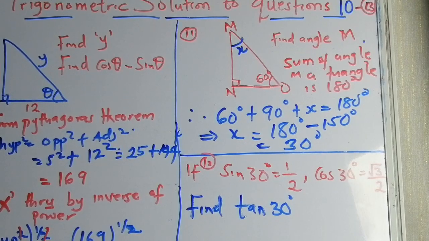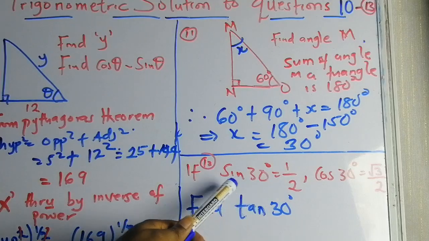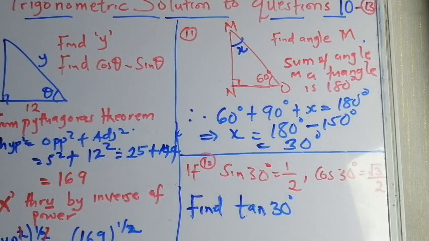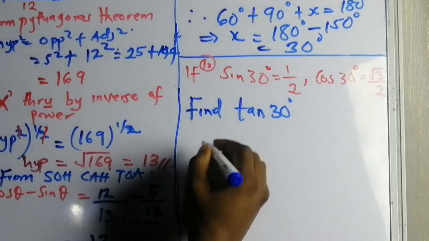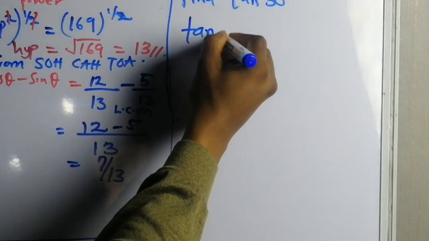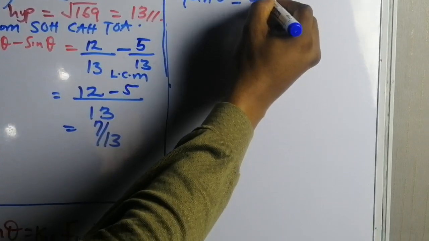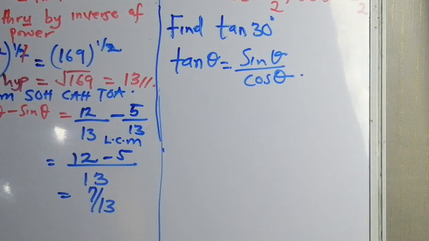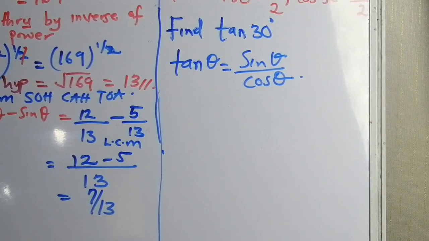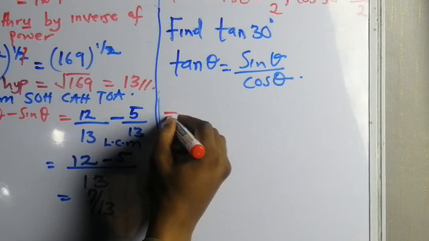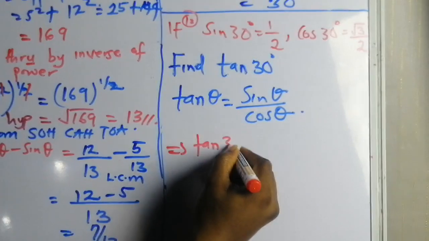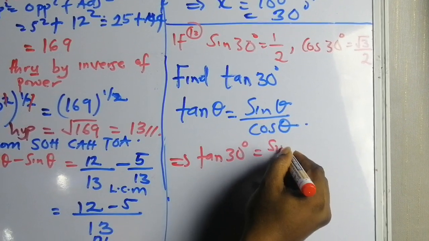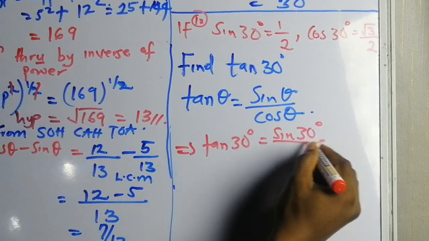Now the same thing applies to sine 30. They've given you sine 30 degrees to be a half, cos 30 degrees to be root 3 over 2. What am I looking at here? We already know that tan theta equals sine theta over cos theta. A theoretical question. This is very important for you to mention. You now say that implies tan 30 degrees equals sine 30 degrees over cos 30 degrees.